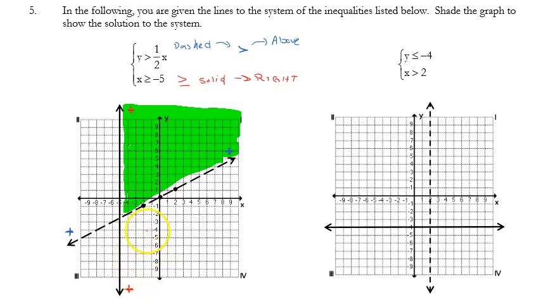Over here, this section would be a solution to the solid line, but not a solution to the dashed line. Solution to the dashed, not the solid. Solution to nothing. So the only shaded region is up here.